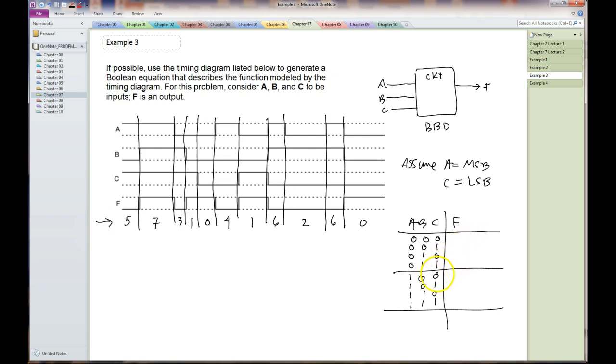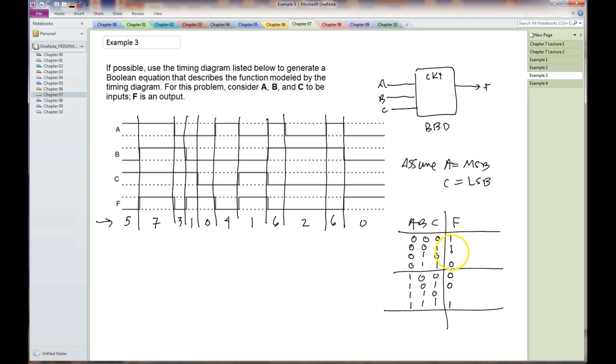When the inputs is a 5, which is 1, 0, 1, the output's a 0. Inputs are 7, the output's 1. Inputs are 3, the output's a 0. Inputs a 1, the output's 1. Inputs a 0, the output's 1. Inputs a 4, the output's 0.